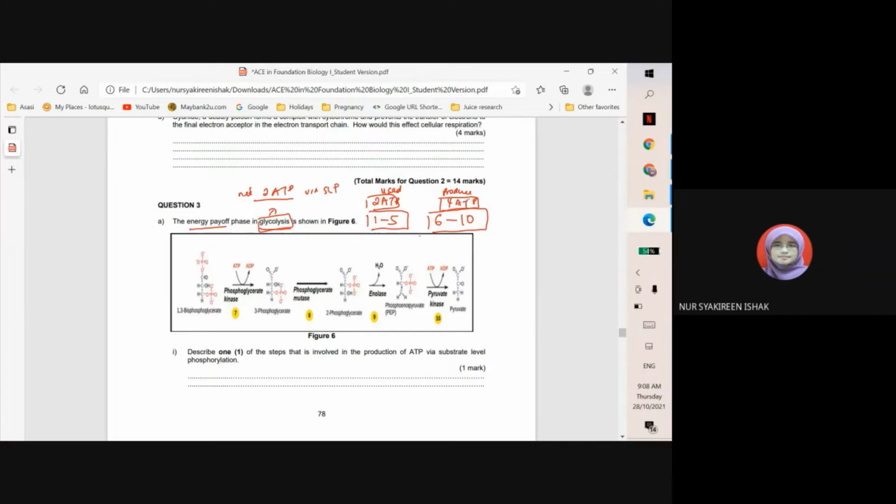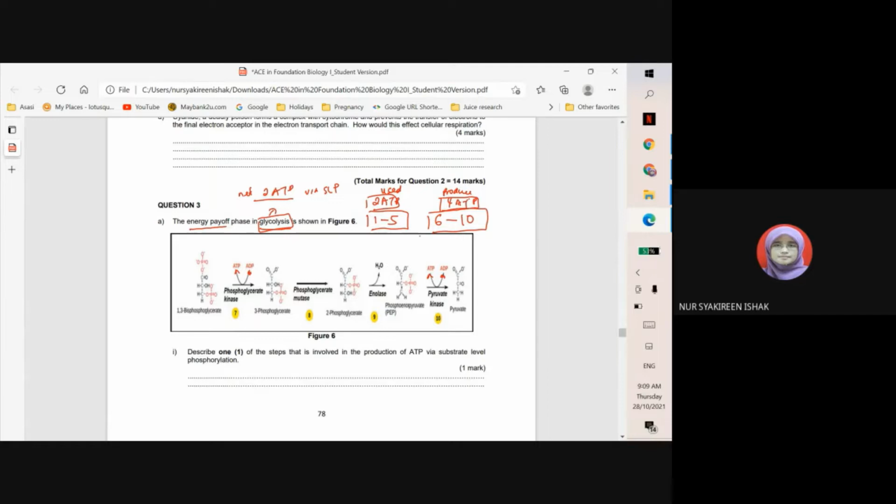Okay, so if you look at figure 6, actually, there's something wrong with this picture. Can you spot what is the error in this diagram? Boleh tahu apa error? Kan sepatutnya arrow dia macam ni. Kan ADP produces ATP. The ATP is produced. And then awak kena betulkan sikit untuk awak punya gambar rajah.